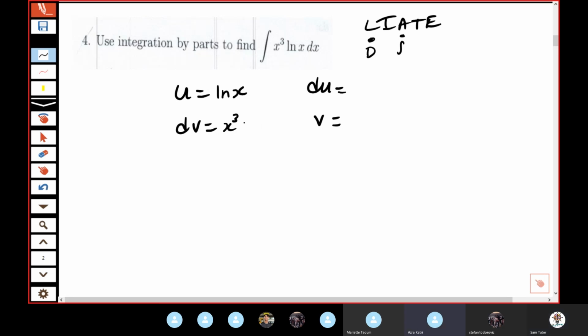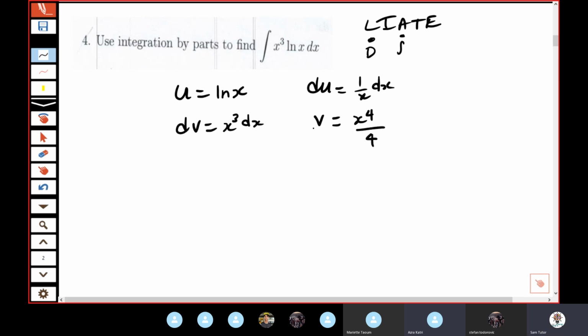And then for the du, it'd be 1 on x dx. Just this bit, it's not finished. x cubed dx. Beautiful. Remember, everything here has to be everything here. Good job. And then du becomes 1 on x dx. And then integrate x cubed. That would be x to the power of 4 on 4.